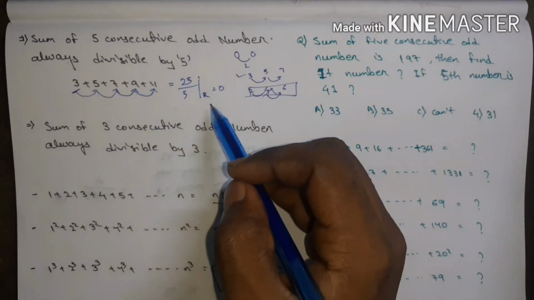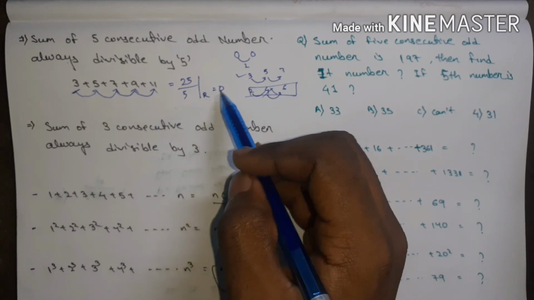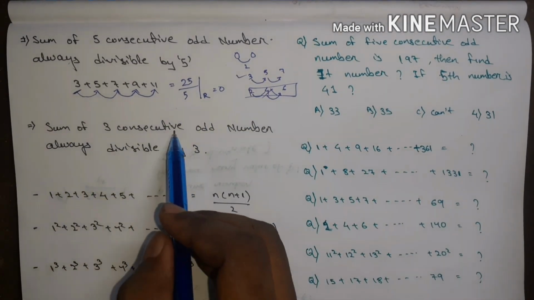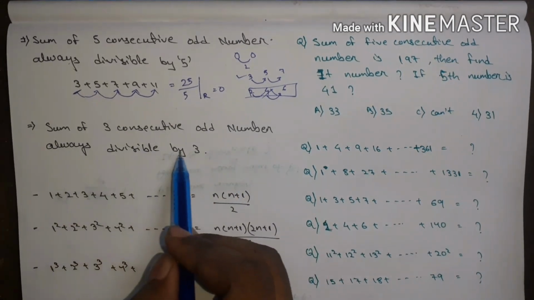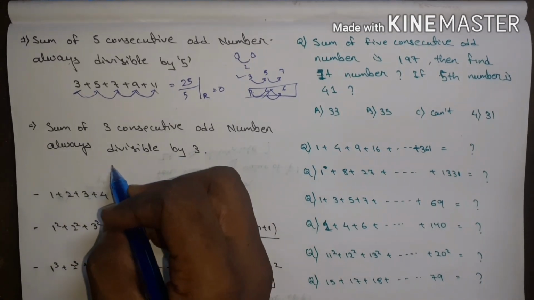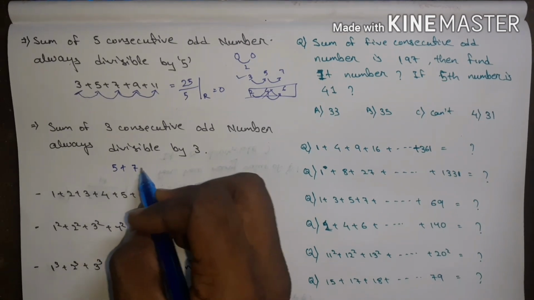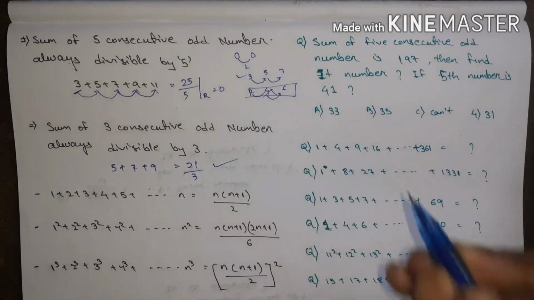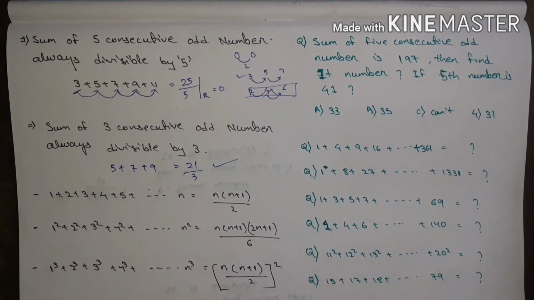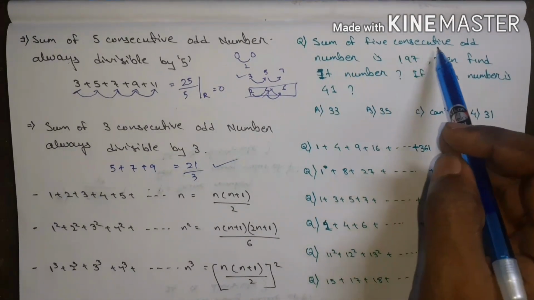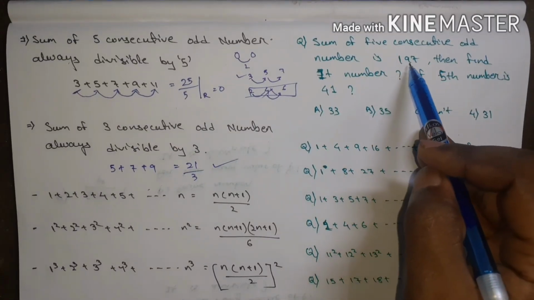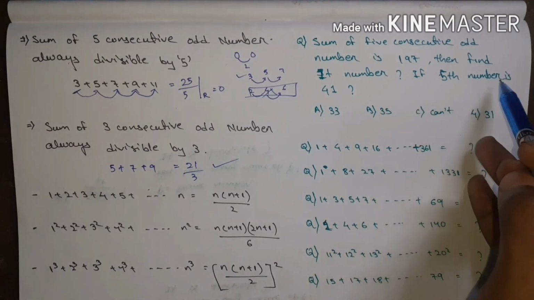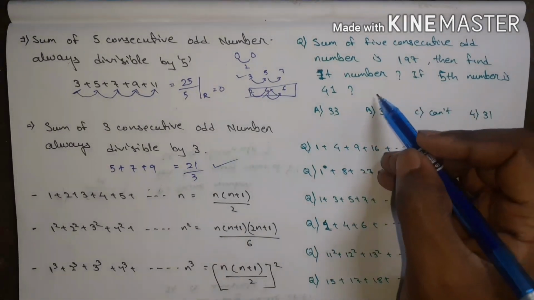What is the meaning of divisible by 5? It means the remainder is 0. Okay. Similarly, the sum of 3 consecutive odd numbers is always divisible by 3. If I take 5 plus 7 plus 9, that is 21, 21 by 3, totally divisible. Okay. Question. Sum of 5 consecutive odd numbers is 197. Then find the first number, if the fifth number is 41. 5 consecutive numbers.